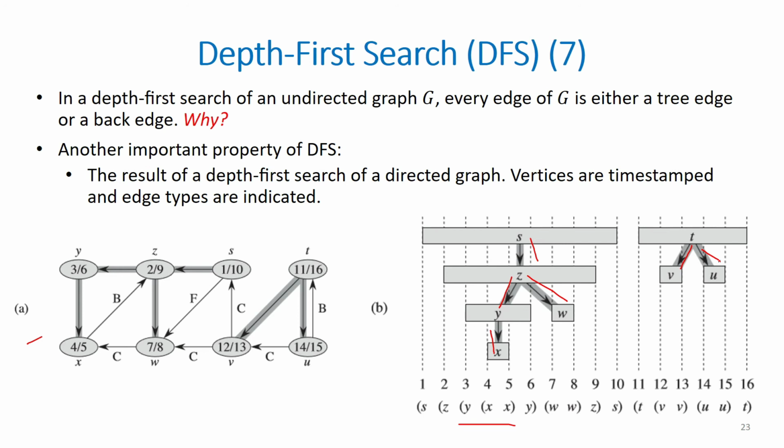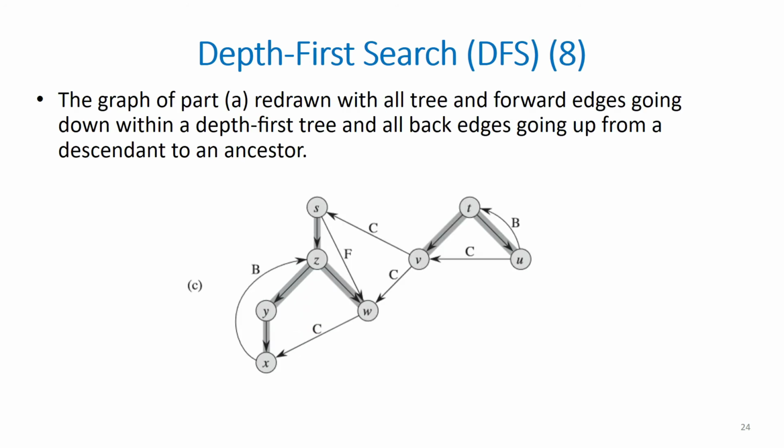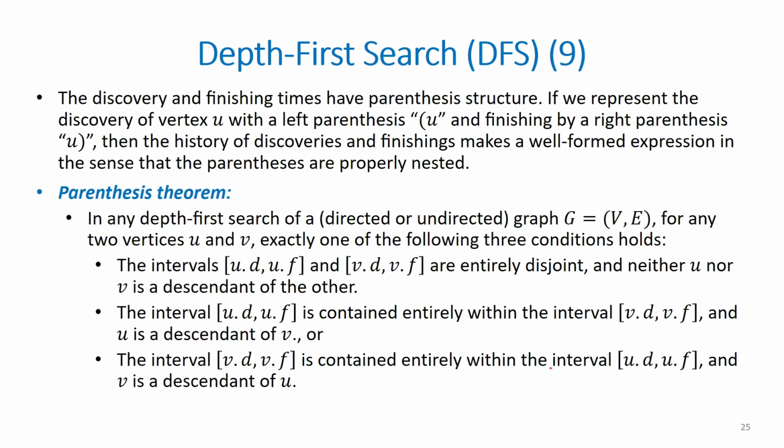This is something similar to parenthesization of a sequence of elements. In this figure, we have redrawn the two trees formed using the tree edges, and we have included the B, C, and F edges. As I mentioned before, the timestamps on each vertex can be related to parentheses.